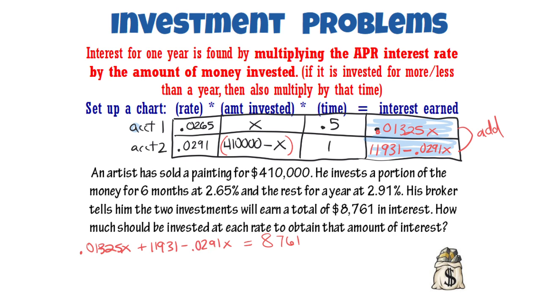I've got 0.01325 minus the 0.0291 number, doing this in my calculator as I'm talking, and I end up with a negative. That's going to be okay. Negative 0.01585x. At the same time, I'm going to take this number and subtract it over to that side. So 8,761 minus the 11,931, also gives a negative number. That's why it's going to play out okay.